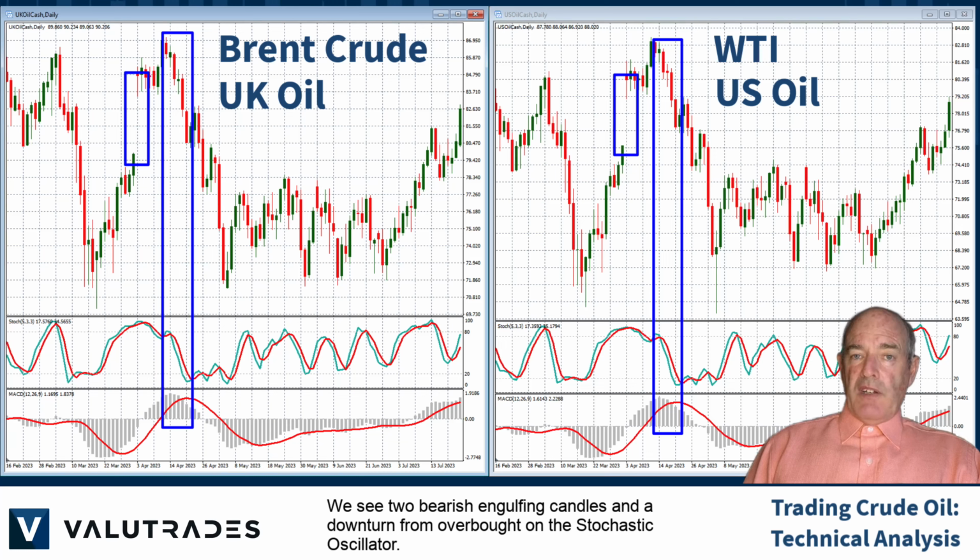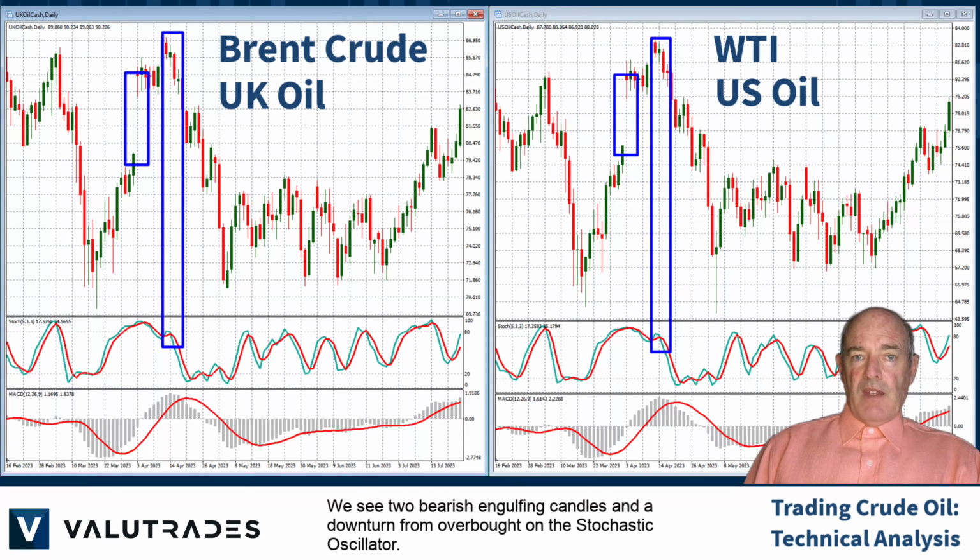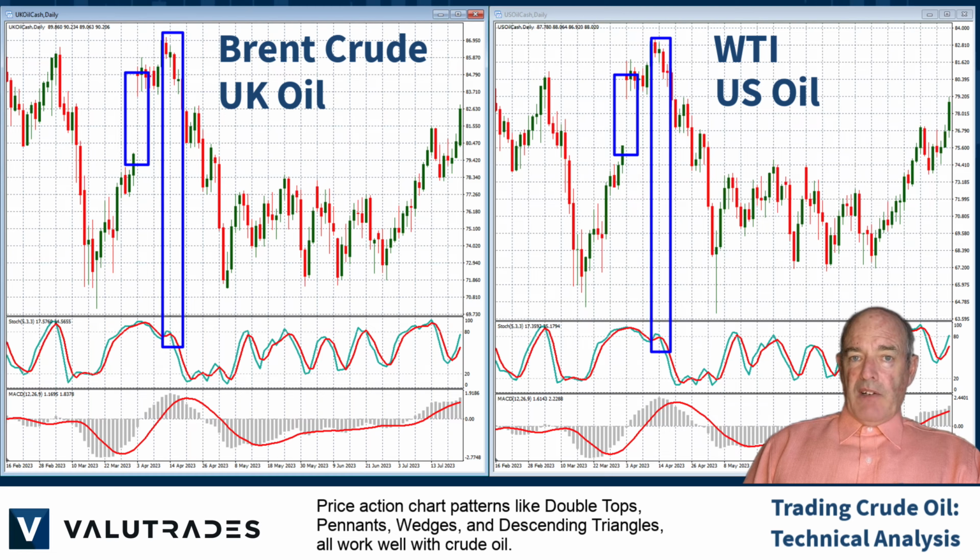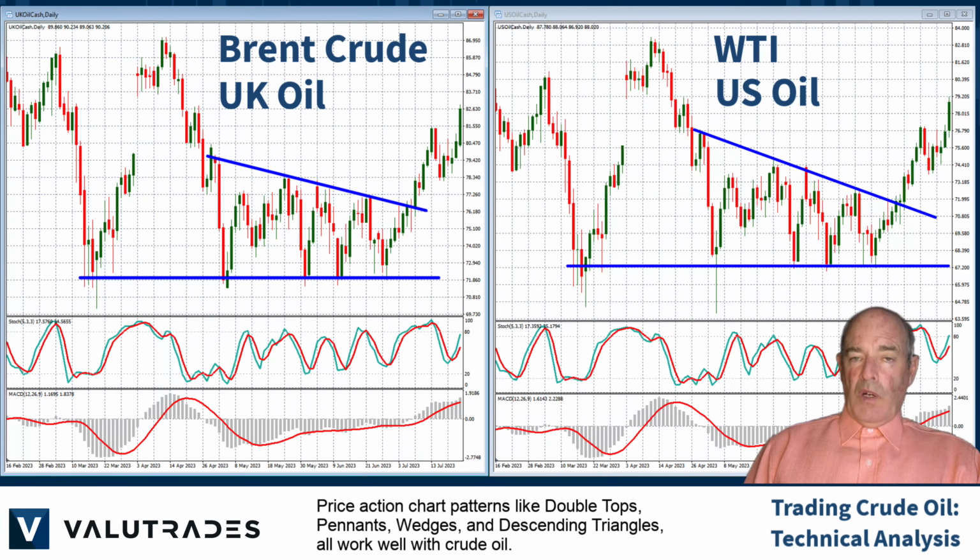We see two bearish engulfing candles and a downturn from overbought on the Stochastic Oscillator. Price action chart patterns like double tops, pennants, wedges, and descending triangles all work with crude oil. Like anything, traders always want confirmation before they open a position, and technical indicators are important.